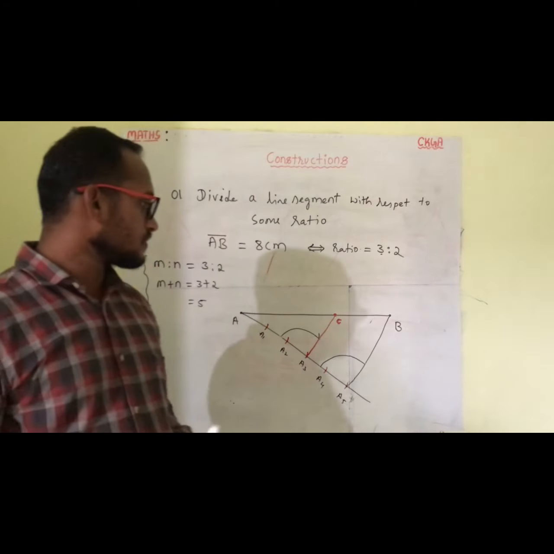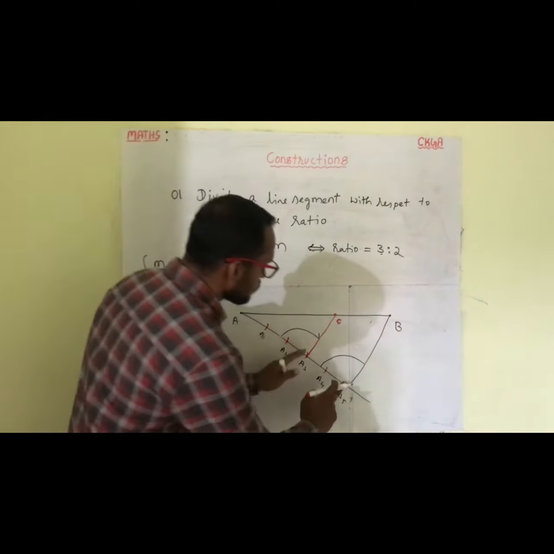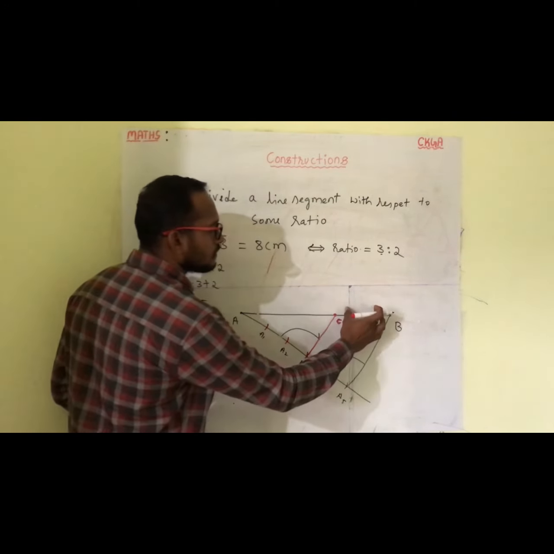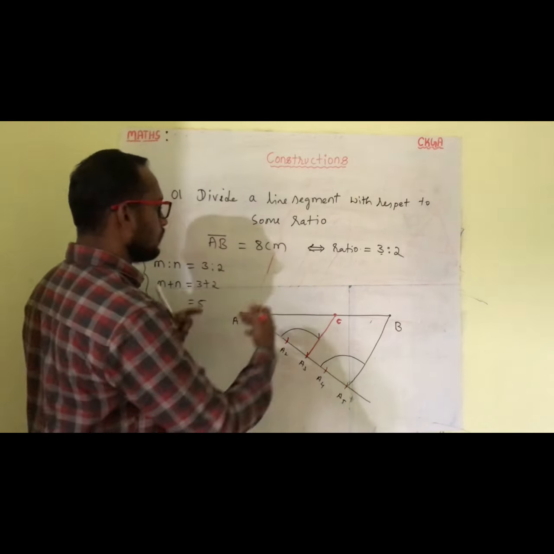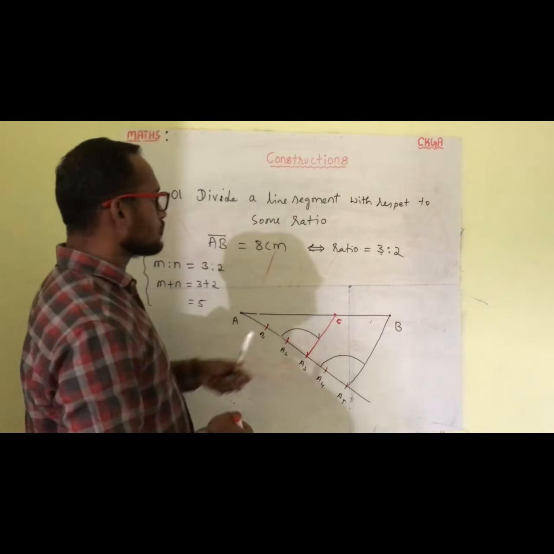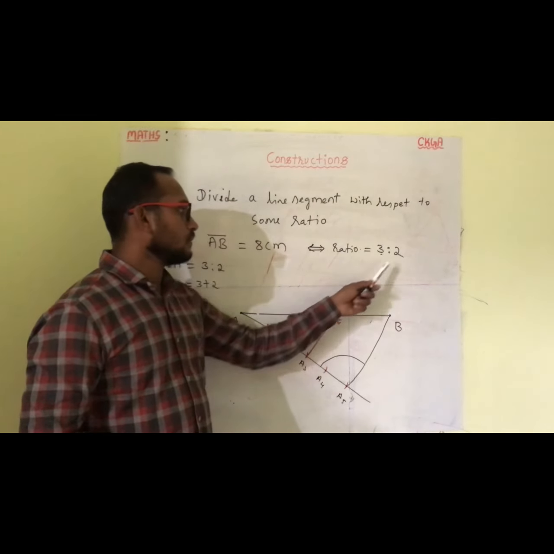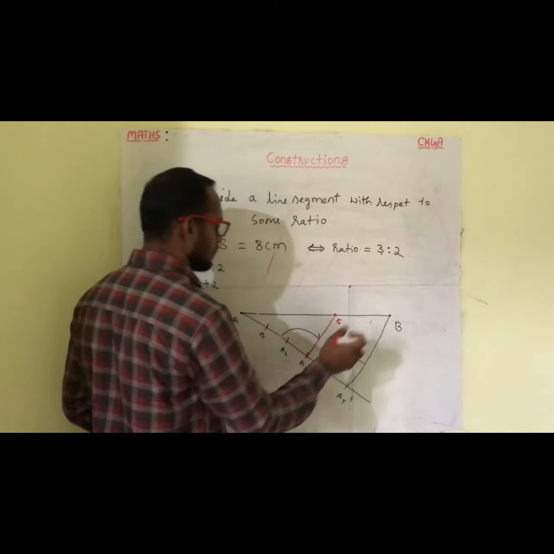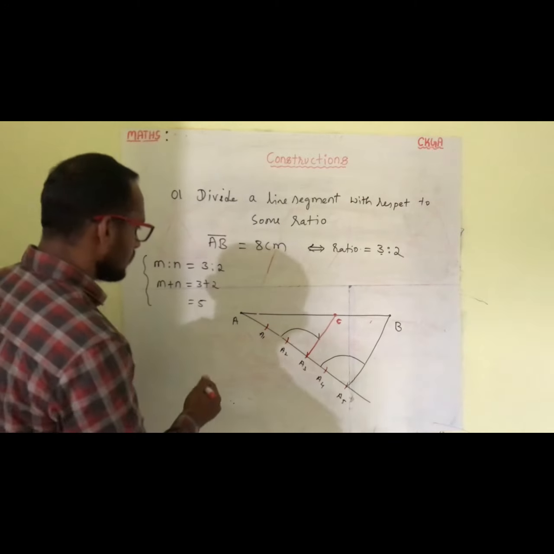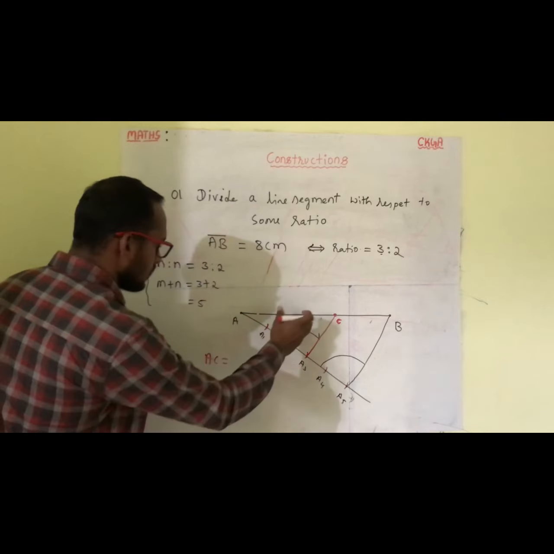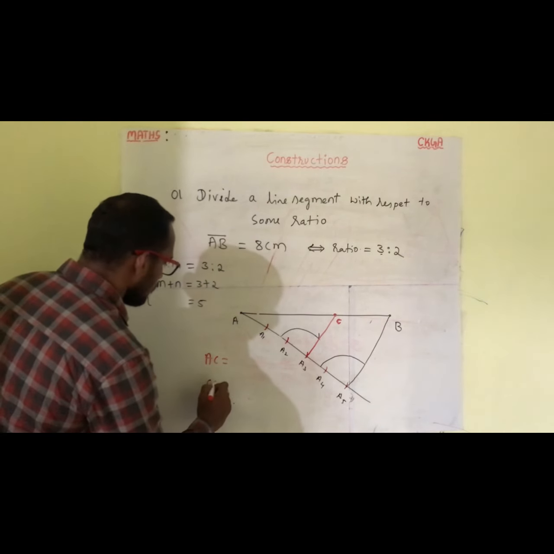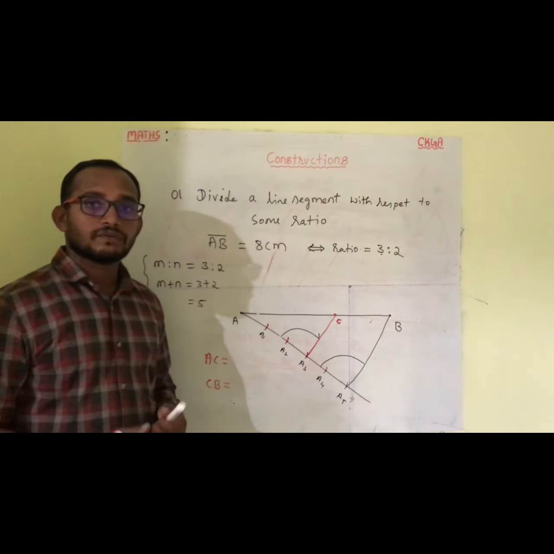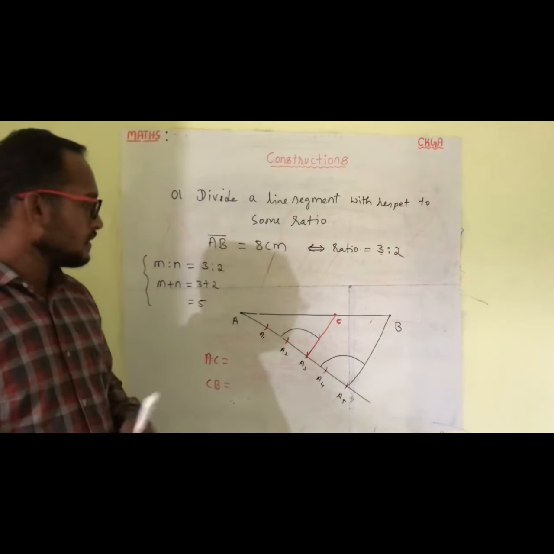If your construction is accurate, these two lines should be parallel lines. Here you will observe 3 parts, here you will observe 2 parts. So now the line segment has been divided in the ratio 3:2. You can measure it or you can write the lengths also. Suppose the length of AC you measure and write it here, and length of CB you measure and write it there. So this is the division of a line segment with respect to some ratios.